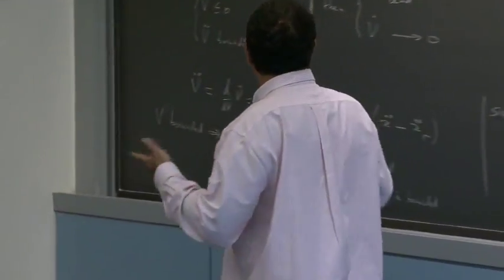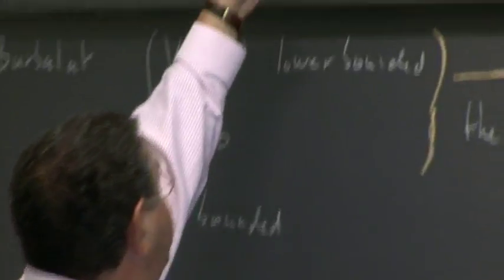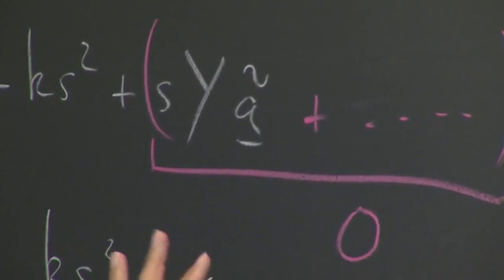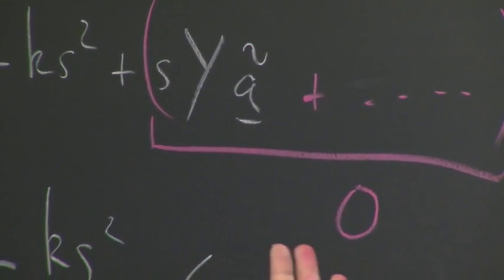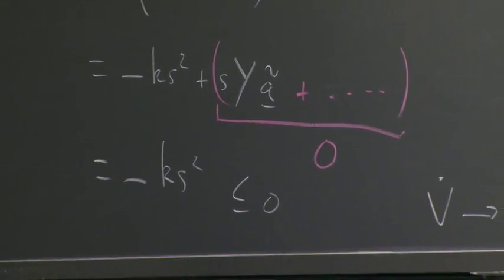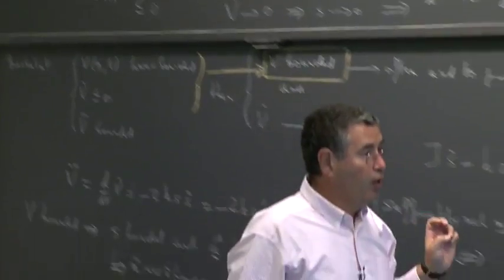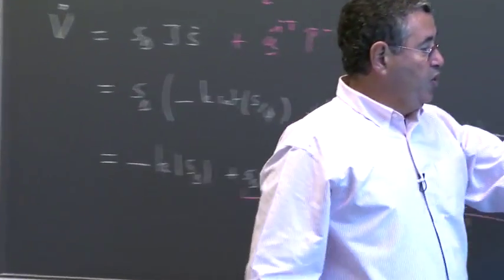Right? We could redo the algebra if you want, but it's the same algebra. Before we had S Y A tilde plus this red term, which had to be 0. Now we have S delta Y A tilde plus this red term that has to be 0. So S has been replaced by S delta. That's it. Okay. So this is the adaptation law.